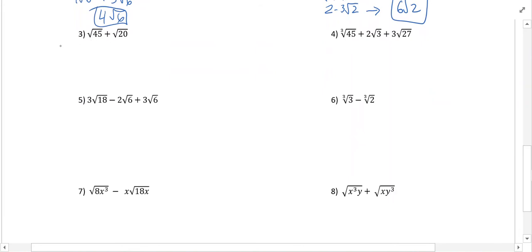So the perfect square factor of 45 is 9 times 5. And for 20, I can break it apart into 4 times 5. So now I'm going to simplify it. The square root of 9 is going to give me 3, so I have 3 rad 5. Plus here, the square root of 4 is 2, so I can take that out of the radical. So I have 2 rad 5. Then when I add these together, 3 rad 5 plus 2 rad 5 is going to give me 5 rad 5.